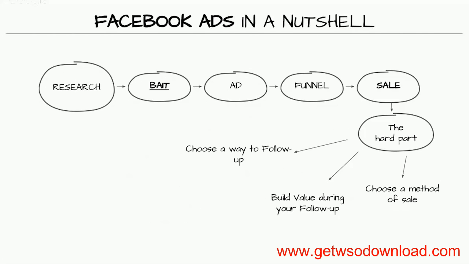And then you need to choose a method of sale. Do you want them to come into your business and you want to talk to them? Do you want to get them on the phone? Do you want to bring them to a sales page? You have to choose that. Keep in mind that all of this stuff, from the funnel to the sale to the ad to the bait, all of this stuff you can experiment with.